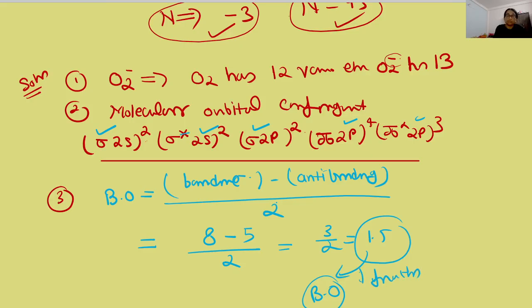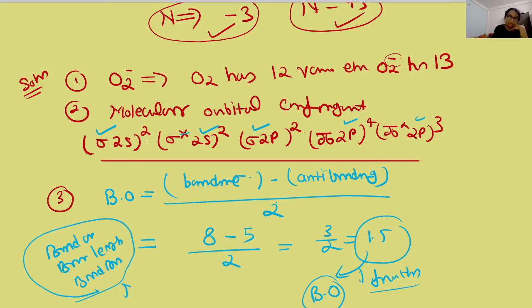So you can calculate the total number of bonds present in a molecule as a fraction according to MOT only. According to MOT, the calculation of the bond order, the bond length, and the bond angle can easily be done with the help of molecular orbital theory concepts.